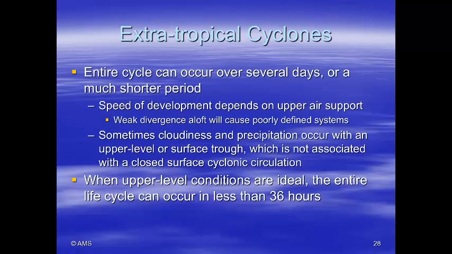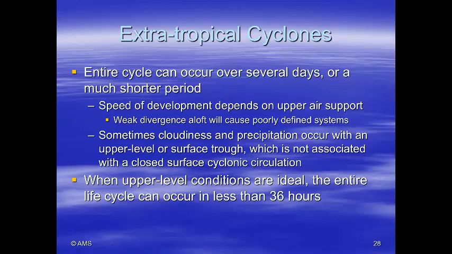So the entire cycle can occur over several days or a much shorter period. The speed of the development depends on the upper air support. So if we have weak divergence aloft, this will cause a poorly defined system.